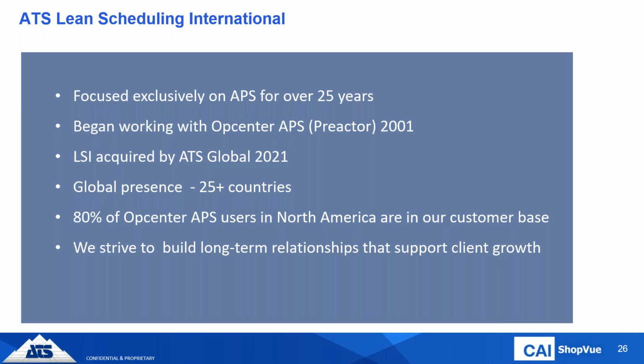We were acquired then by ATS Global in 2021, and that gave us a global presence. We're now in 25 plus countries around the world. North America, though, has typically been our focus. And in North America, of all the Op Center APS users, 80% of them are in our customer base. We have over 250 implementations.